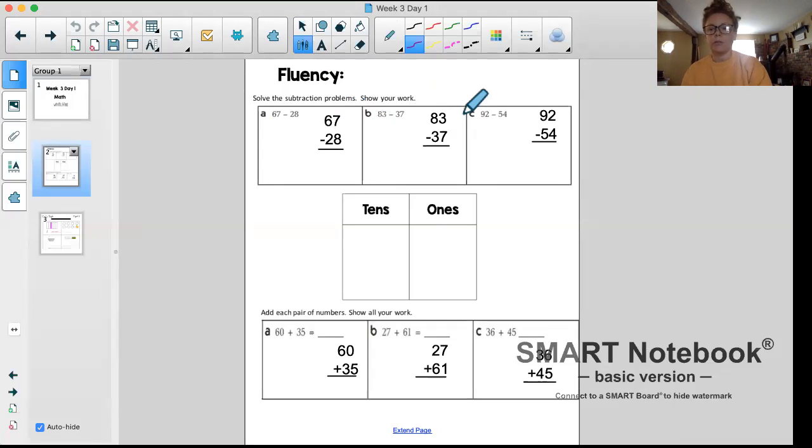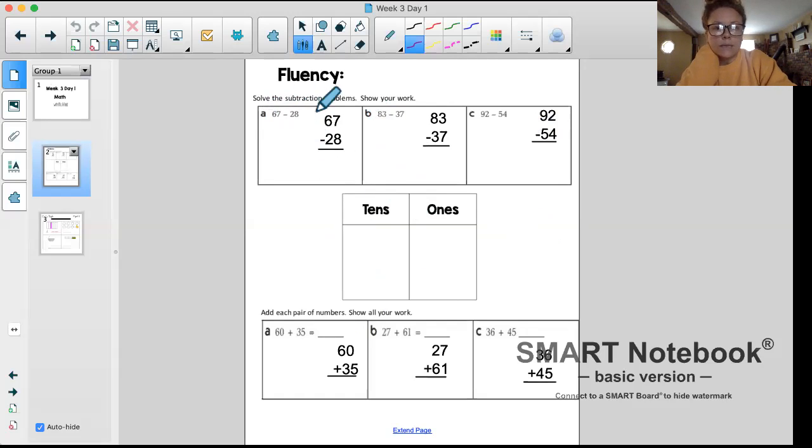So I'm going to model for you two different ways to solve these today. We're going to do the standard algorithm and we're also going to use a place value chart. So I'm going to do A just with the standard algorithm, and then I'll do B with the place value chart, and then C, I'll do standard algorithm, but if you would rather use the place value chart for all of the equations, you're more than welcome to because you definitely have room on the back there, okay?